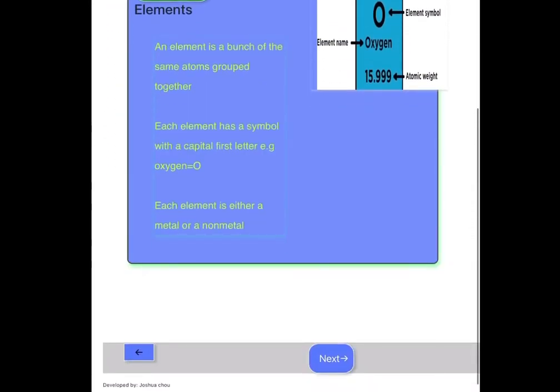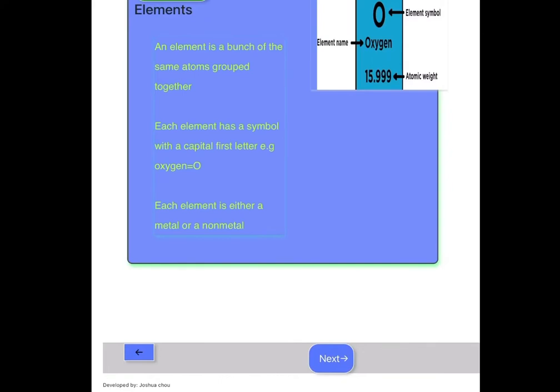So an element is just a bunch of the same atoms grouped together. Each element has a symbol with a capital letter. For example, an oxygen element equals O, that's the symbol. And an oxygen element is basically made out of a lot of oxygen atoms. And each element is either a metal or a non-metal.